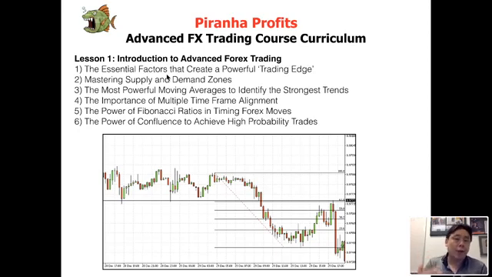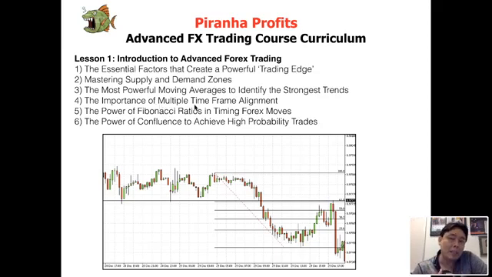Kind of like trading like a casino, where in the long run, you always make money when you have a trading edge. So what are the factors that create this trading edge? It's made up of learning about supply and demand zones. How do you know when a supply and a demand zone is reliable? How do you draw these zones in the charts that you see? Next, we'll be learning how to use the right kind of moving averages to identify the strongest trends in the market. And the importance of what we call multiple time frame alignment.